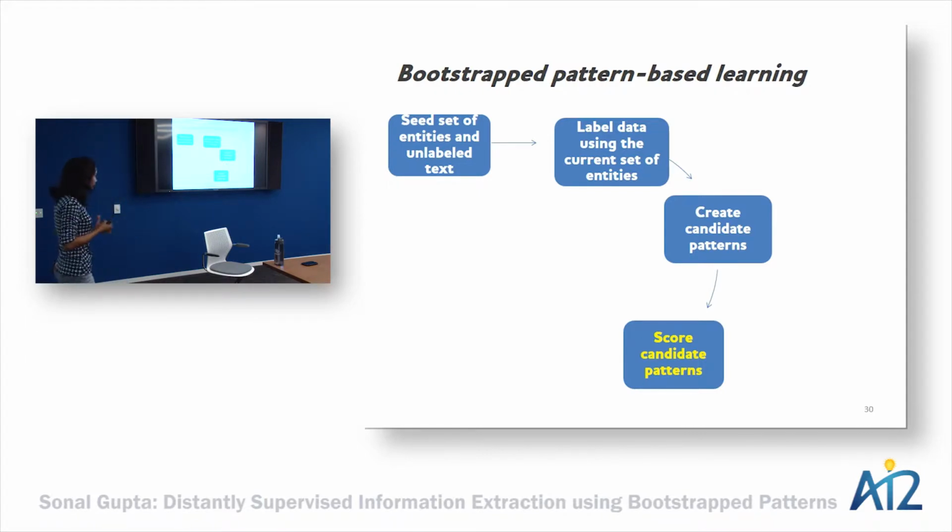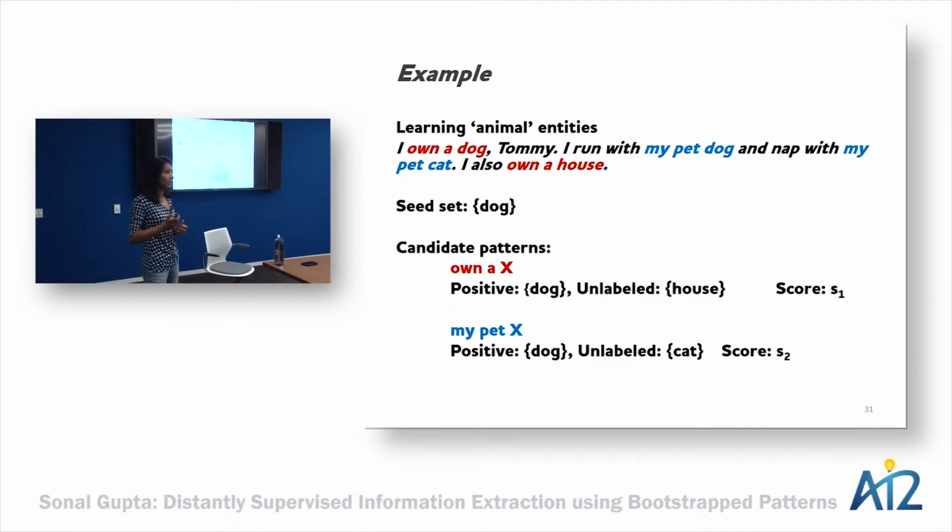Once you have the candidate patterns, there should be a way to score them, to say that this is a good context to extract and that it would extract good entities. Over here, each pattern is scored according to the entities it extracts. So owner X would extract 2 entities, a dog and a house. Dog is positive; we don't know the label of the house. It gives you a score S1. In my pet X, the same way, it extracts 1 positive entity, dog, and 1 unlabeled entity, cat, and maybe the scoring function gives it a score S2.